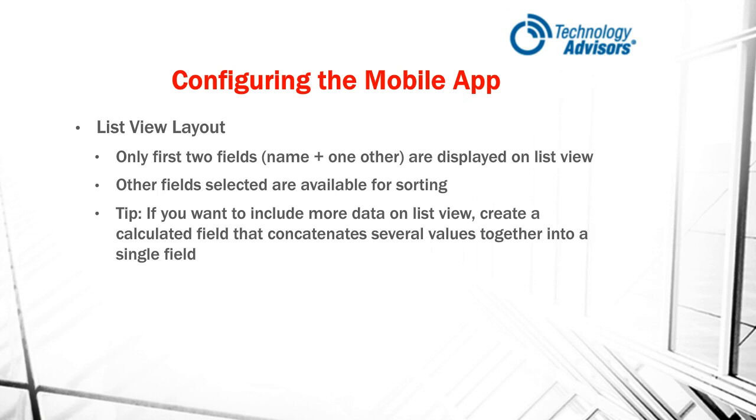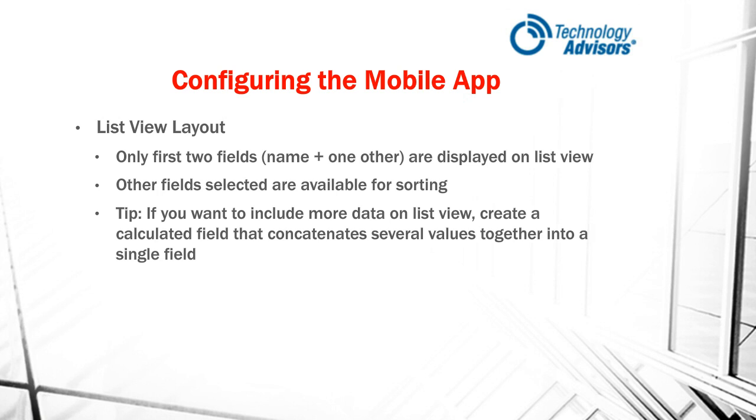So as you might be aware from using the mobile app, when you're looking at a list of records on the mobile app, the screen only has space to show you two data fields. So essentially it's the name plus one other data point that's going to show on the list. You can select other fields on the mobile layout, so it lets you pick more than two.